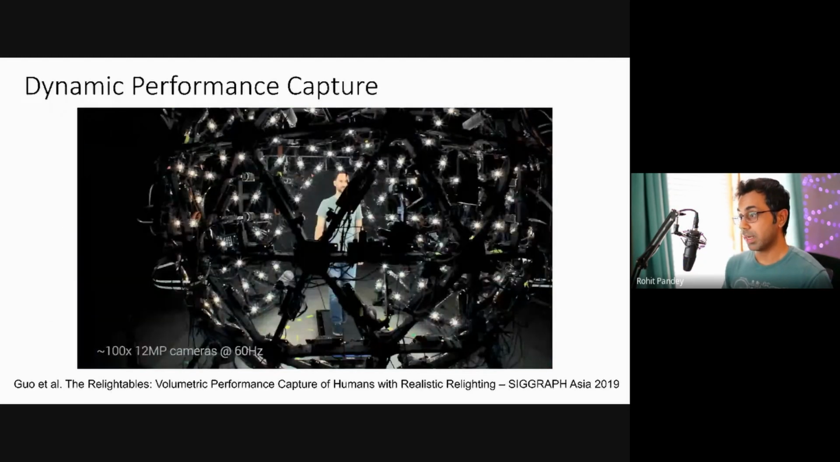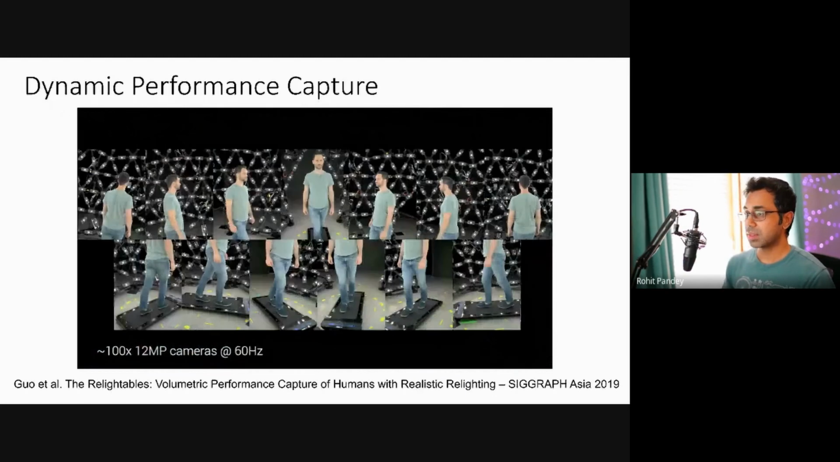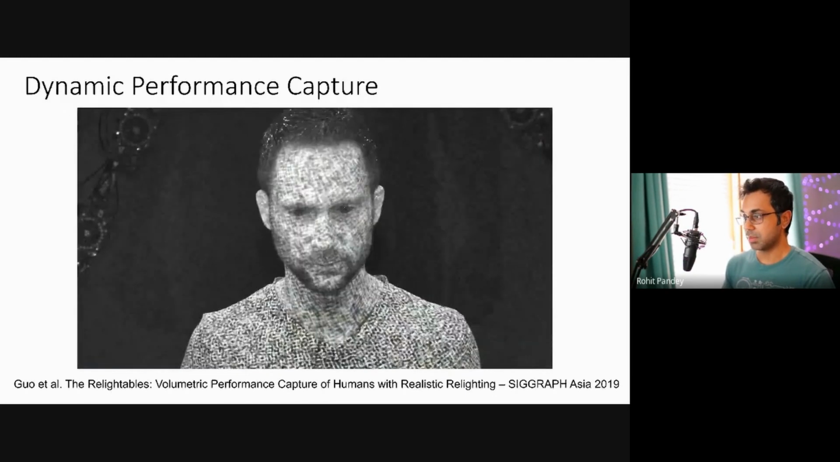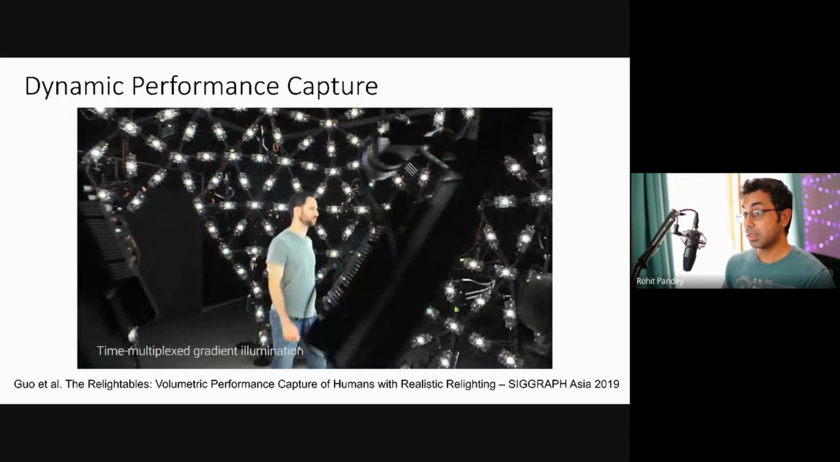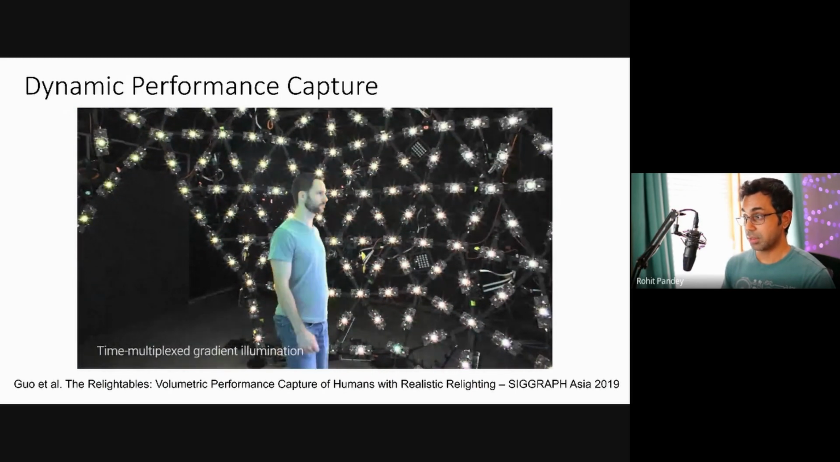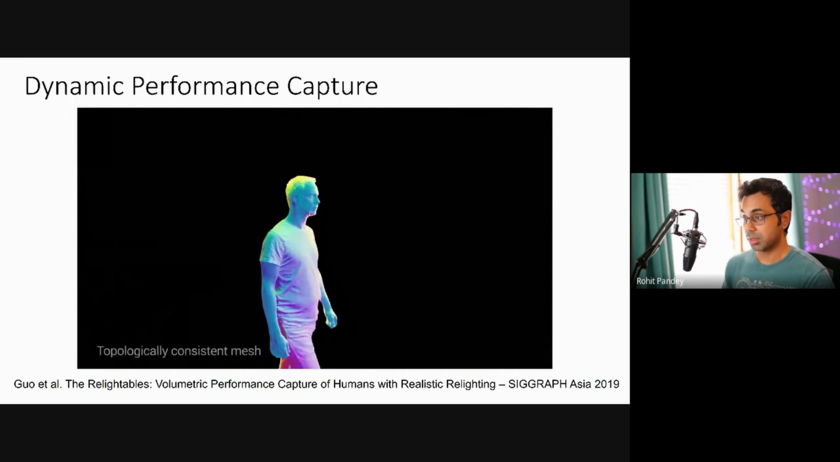So what is dynamic performance capture? It involves capturing multiple depth and RGB streams for dynamic performer from multiple cameras. The depth and RGB streams are then fused into a textured mesh, which can then be rendered from any arbitrary viewpoint.